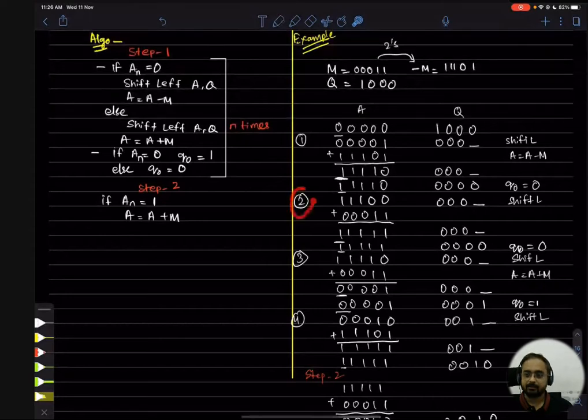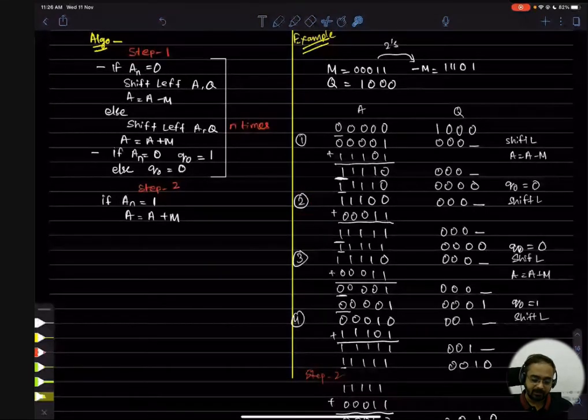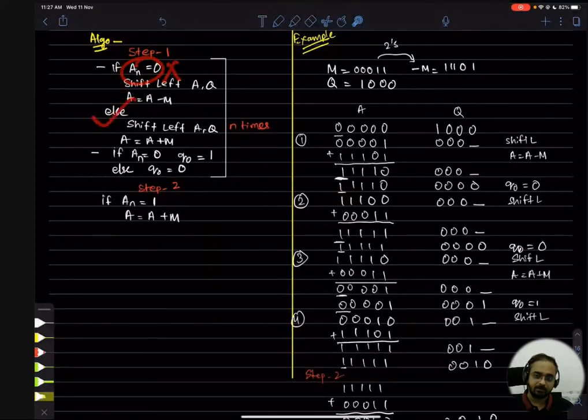Next go to the second round. Second round again we will check the first bit. What is the first bit? First bit is 1 now. So if it is 1, this will not satisfy, else part we have to execute. In else part we have to shift left Q and we have to do A = A + M.